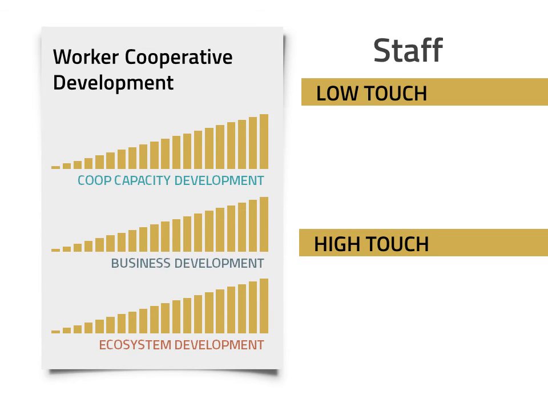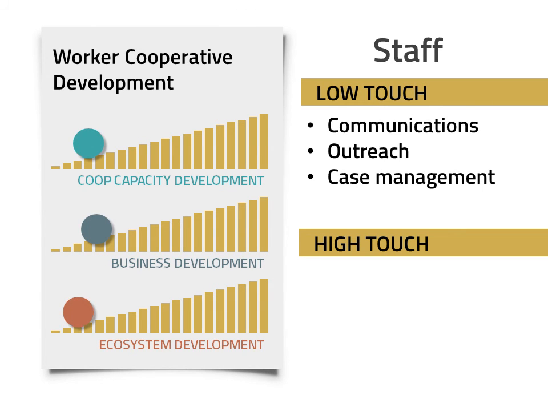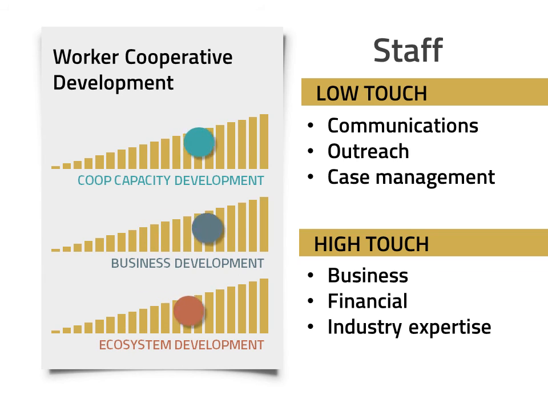Knowing your model means knowing what kind of skills and competencies your staff will need. A low-touch model might call for more communications, outreach, or case management skills. Your staff may need to have a good network for outside referrals, strong training and education background, but only need a basic understanding of business. A high-touch model will need much deeper financial and business skills. Business development may mean writing the business plan and raising money from lenders, so your staff will need to have these competencies.